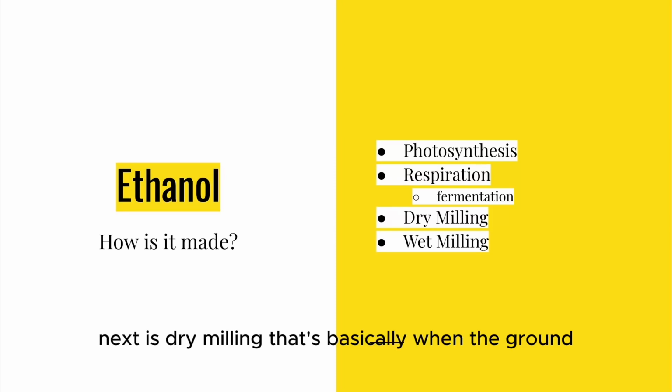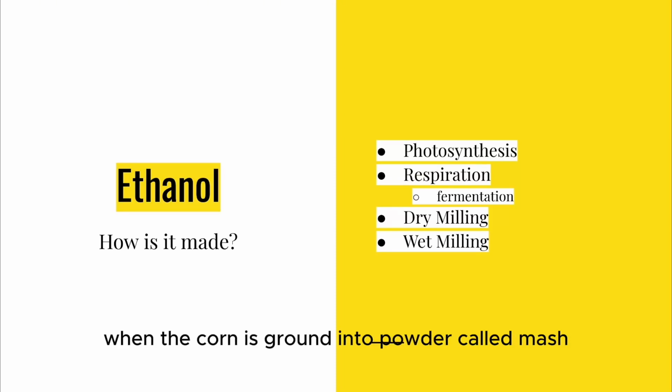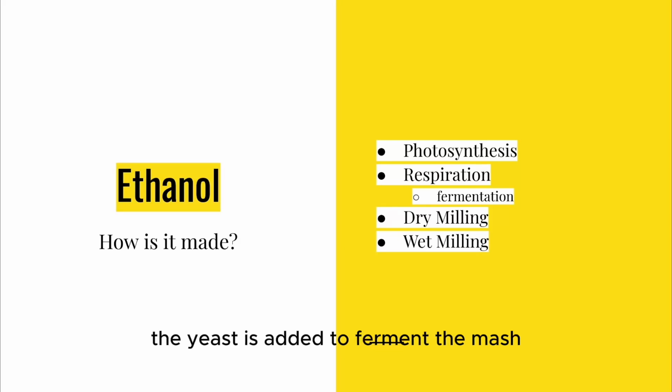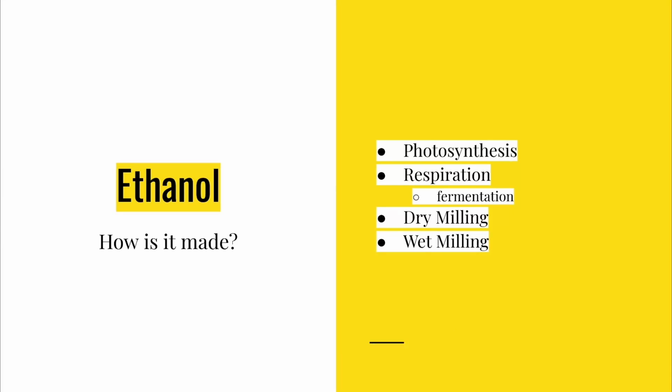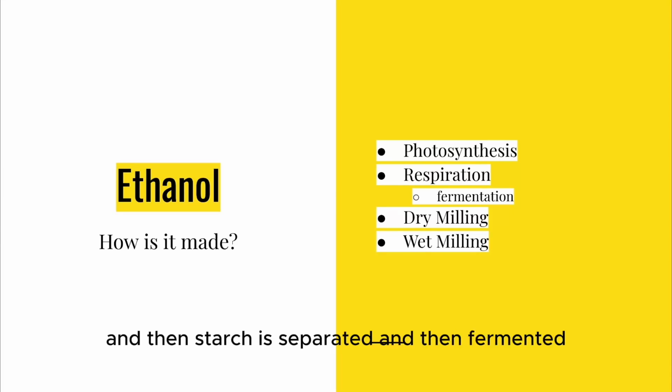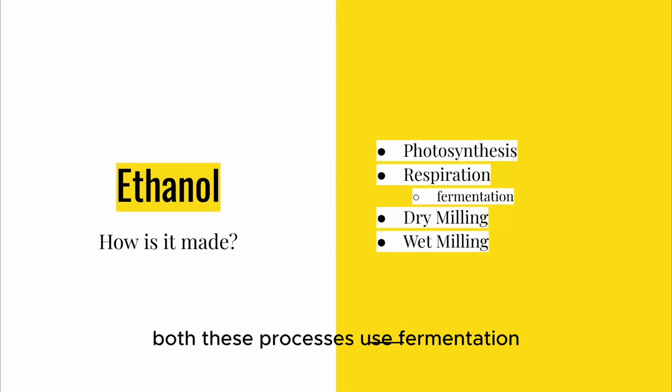Next is dry milling. That's basically when the corn is ground into powder called mash, and the yeast is added to ferment the mash. And wet milling is used when corn is soaked in a dilute acid to soften, and then starch is separated and then fermented. Both of these processes use fermentation, which is a form of respiration where the yeast cells metabolize sugar anaerobically to produce ethanol.